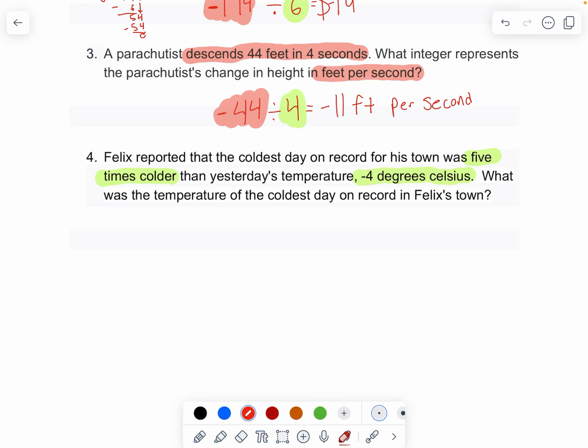So on this problem, I could see 5 times colder. Well, that makes it pretty simple. 5 times, and then it says -4 here. I'm going to throw that in parentheses. 5 times 4 is 20, and a positive times a negative is a negative, so this is going to be -20 degrees was the coldest temperature.